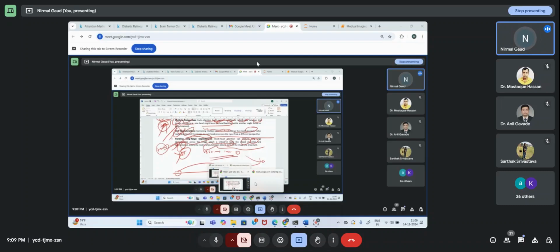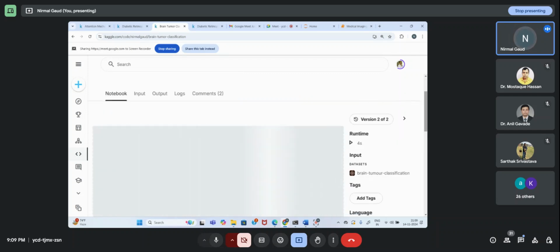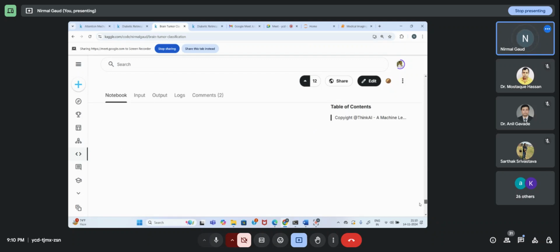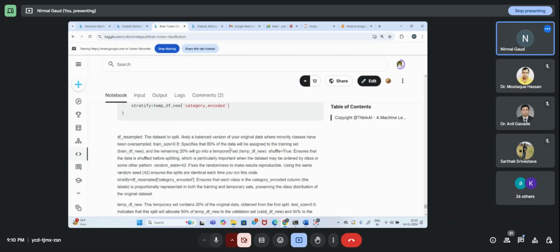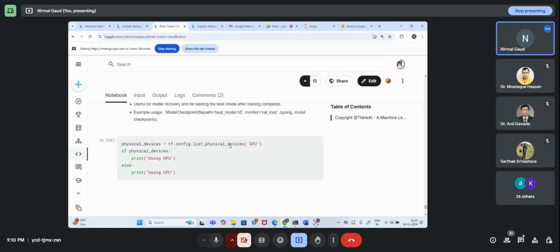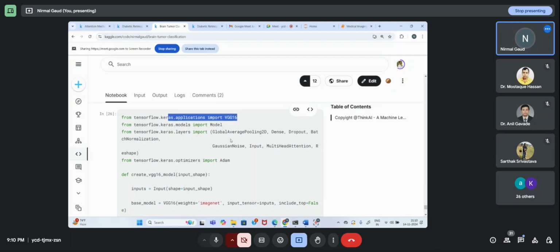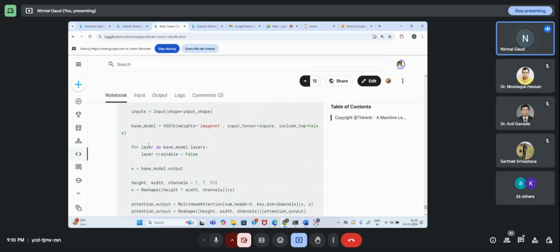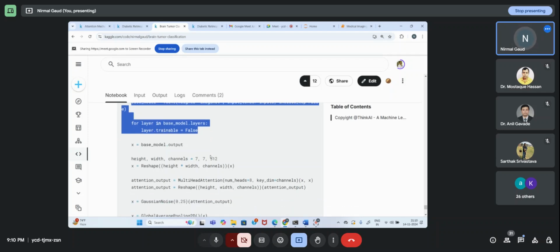Let me show you the code which I worked on for brain tumor classification. I use VGG16, and in VGG16, you can see here, I added multi-head attention. Here it is VGG16. I took it from TensorFlow Keras, and all these layers I already explained. Here you can see multi-head attention. After downloading the weights from VGG16, I made its layers false. No need to train the layers of VGG16. I just get the weights from it.